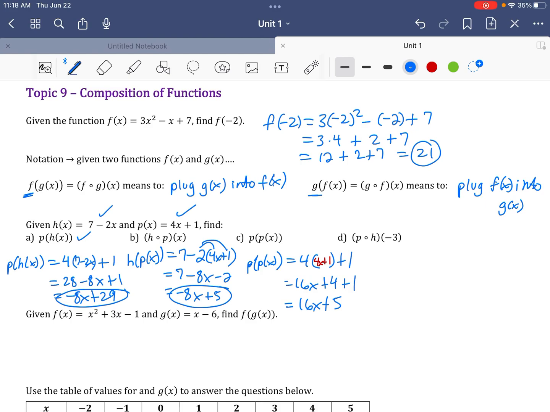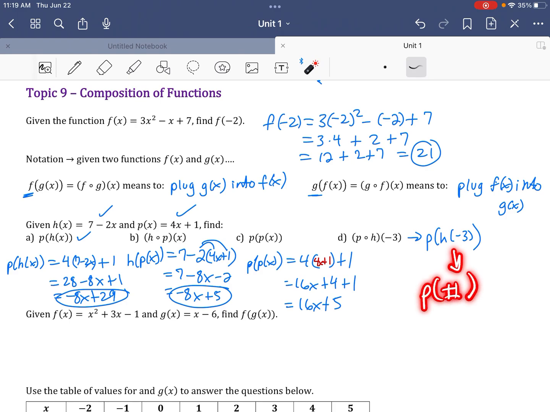All right, so in letter D, we start to have a number, but that's okay. Remember I said if you see that little circle notation, let's write it a different way. This means p of h of -3. To make this easier on ourselves, h of -3 is something that I can figure out. That just means I plug -3 into h right here, and I get an answer. When I get that answer, I'll know what number to put into p. So it's just like doing two problems wrapped in one.